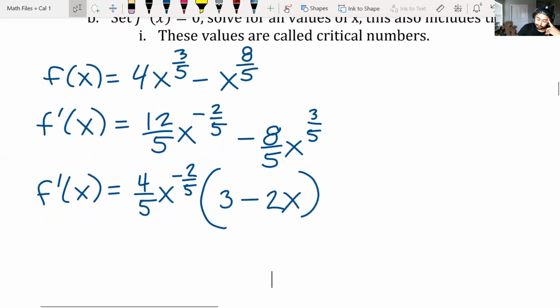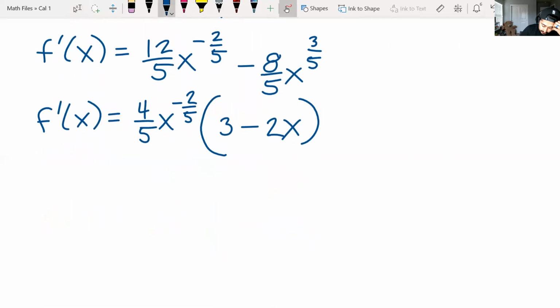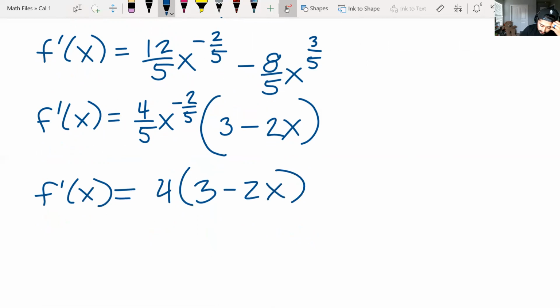Still moving. It's almost pretty. Now, what I want to do is take that x to the negative 2/5 and flip it to the denominator. So that means we get f prime of x equal to 4 times 3 minus 2x over 5x to the 2/5. There's the first derivative.